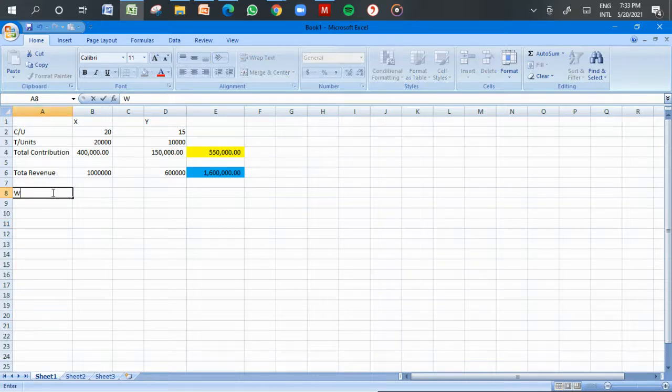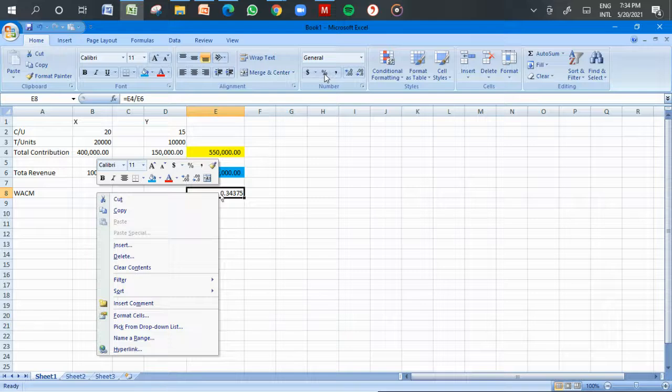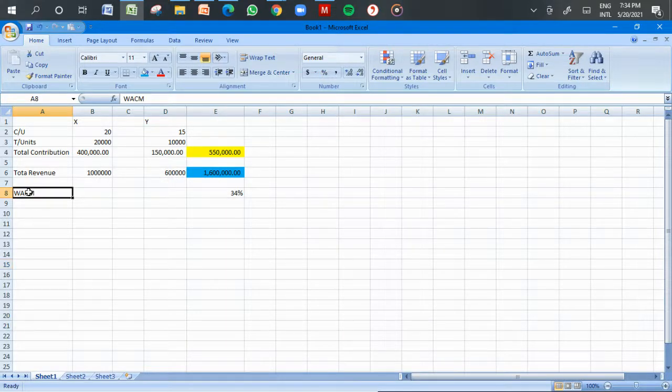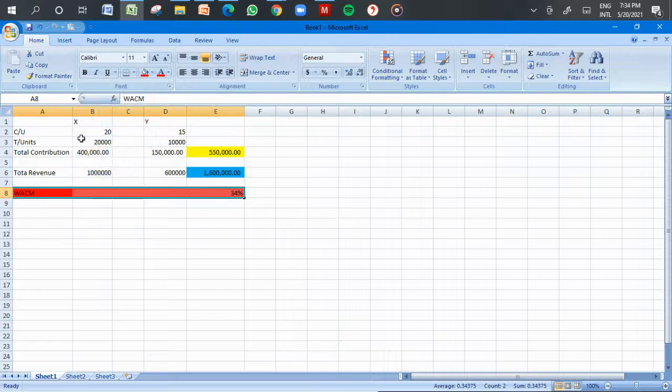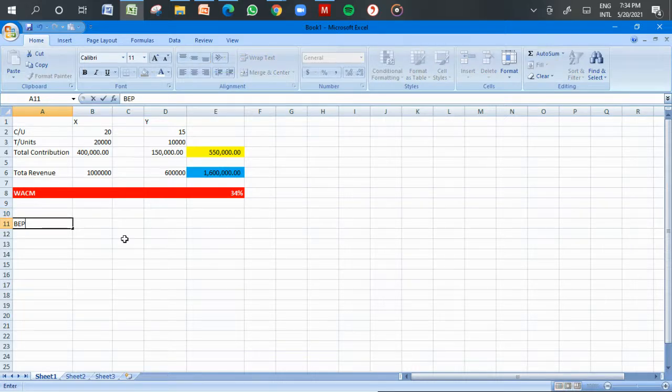So our weighted average contribution margin will be equal to our total contribution divided by our total revenue, which is this one. So this one is always a percentage, so it's 34%. After calculating this one, it becomes simple. I hope you can see. Okay, so that's 34%.